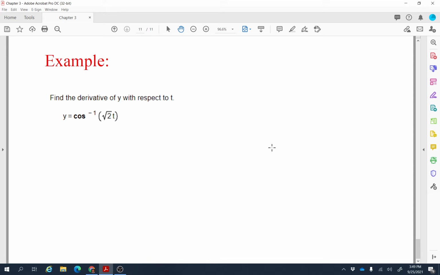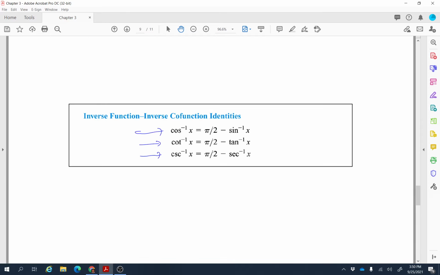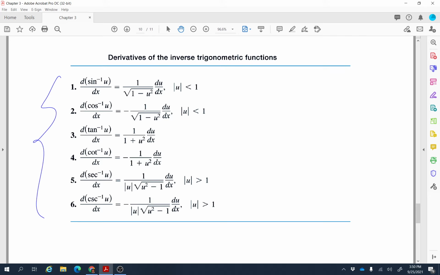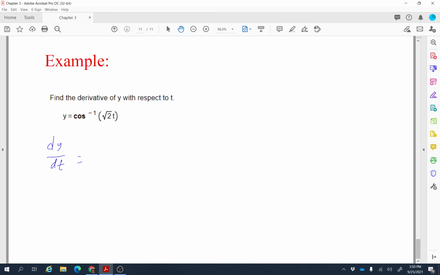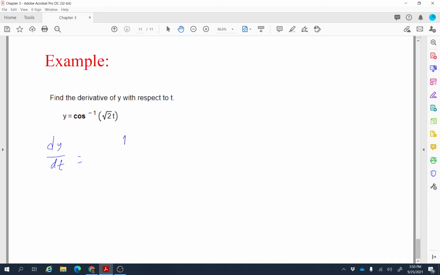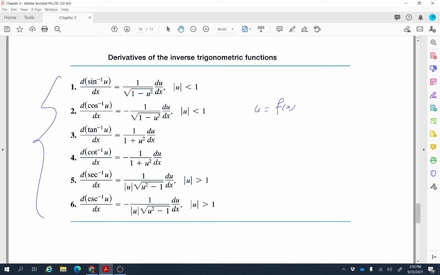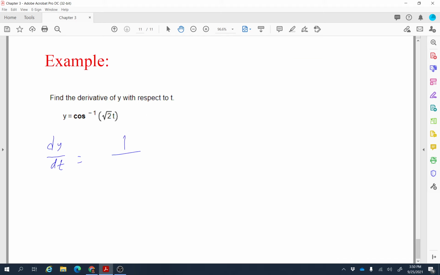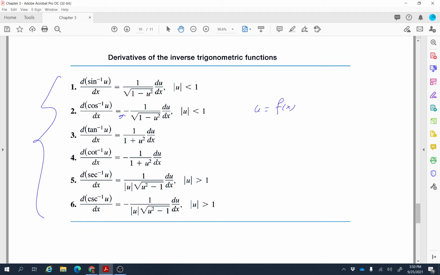Let's look at one example. We want to find out the derivative of y with respect to t. According to the formula, the derivative of cosine inverse of u with respect to x, where u is a function of maybe t or a function of x. Here it's a function of x, but in our example it's a function of t. So that is 1 over square root of 1 minus u square. Don't forget about this minus: negative 1 over square root of 1 minus u square.